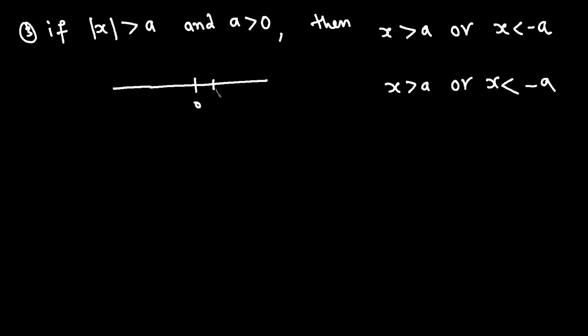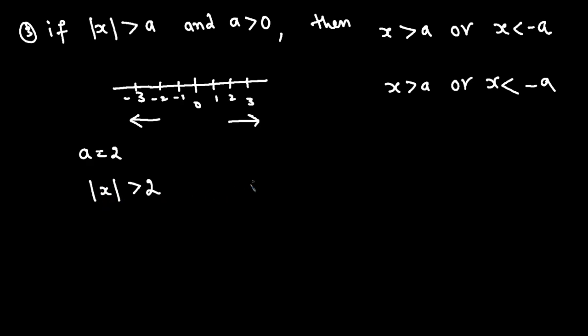Let's try to find it on a number line here. 0, I have 1 here, 2, 3, and so on in this direction. Negative 1, negative 2, negative 3. So numbers are decreasing in this direction and increasing in this direction. Let's say a is equal to 2 again, right? That means the absolute value of x is greater than 2. So what is the value of x here? According to the rule, x is greater than 2 or x is less than minus 2.